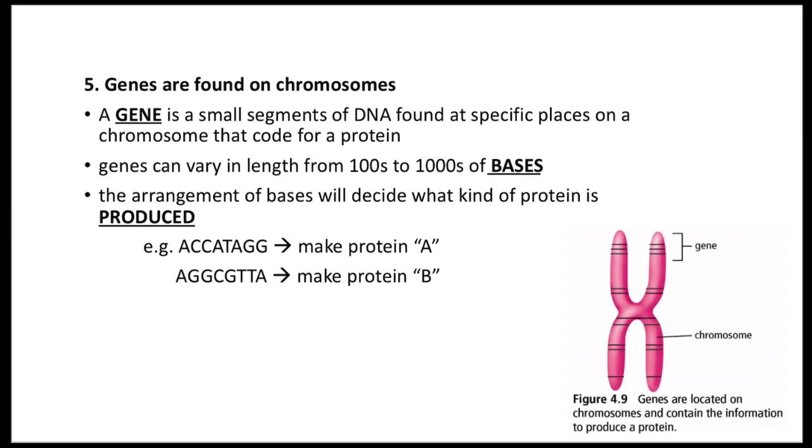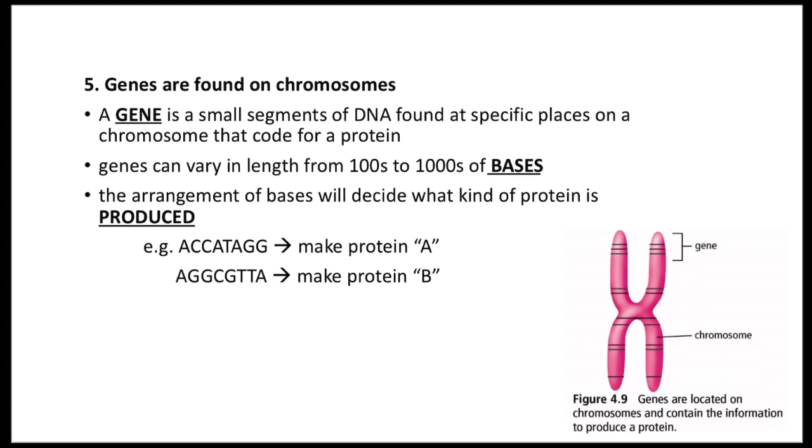A reminder again that bases are A, C, T, and G. The arrangement of these bases determines the protein. So the order that those letters are in, and the number of letters present, is going to determine what you make. If you change a letter, say through mutation, you change the protein a lot of times. Genes are located on the chromosome and they contain information to produce a protein. That's the big takeaway from this.